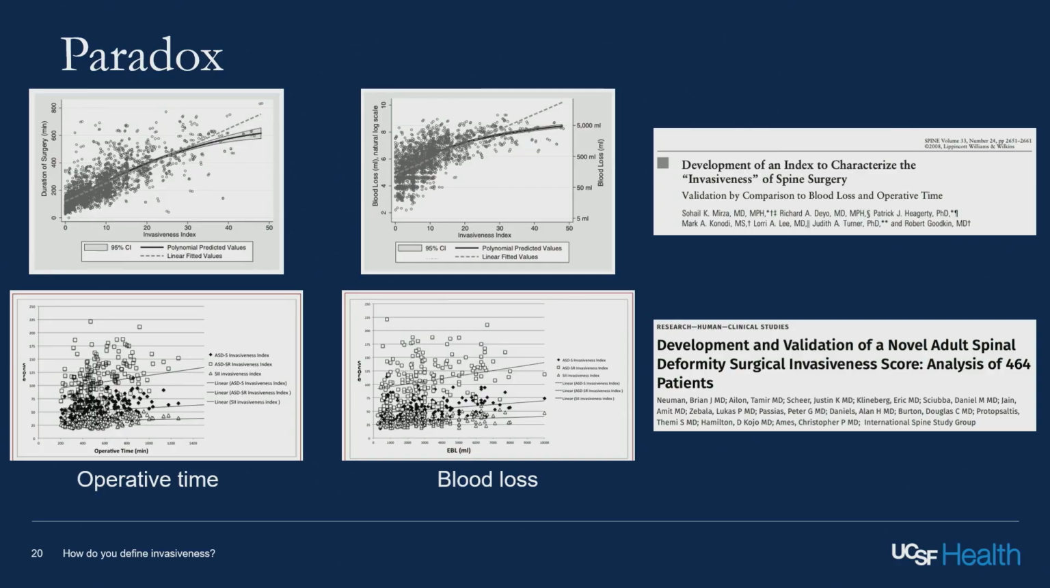But there is a paradox here, because I just talked to you about the invasiveness index score, where the bigger the surgery, the more the operative time, the more the blood loss, the more the invasiveness. But MIS is not going to follow that equation, because we spend more time to save the patient the blood loss. So you can't apply those index scores.